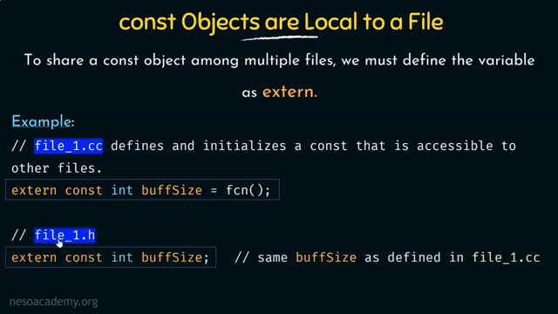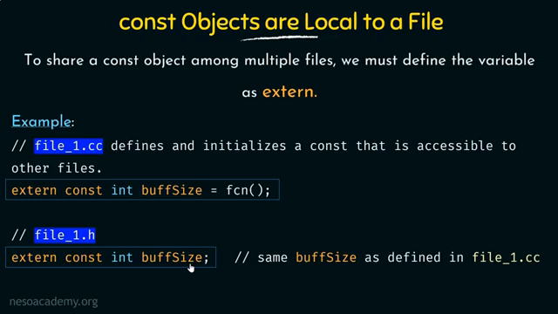So let's say we have another file called file_1.h. In this one, I will be able to access the same buff size. So if I say extern const int buff size, it is the same buff size that is defined in file1.cc. So why am I able to access it? Because it was declared as an extern. Since it was declared as an extern, I can access it in this file too, which is different from the other file. So see the difference. This is file1.cc and this is file1.h. These are two different files. In this file, I declared it as an extern, and because of that, in this file, I am able to access that same buff size again.